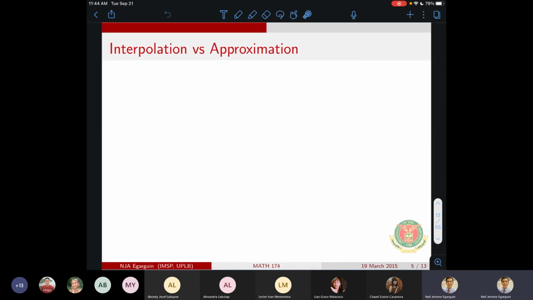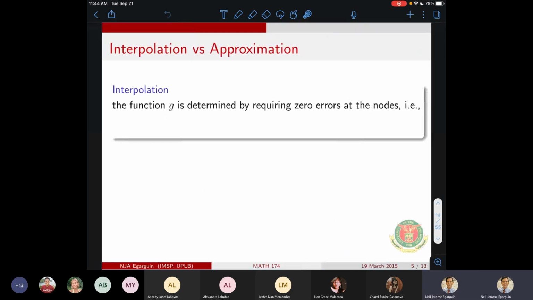So when we say interpolation, so a function g interpolates a function f if we will require 0 errors at the nodes or the given x_i. So usually I'll call the given x_i as the nodes or the abscissas.